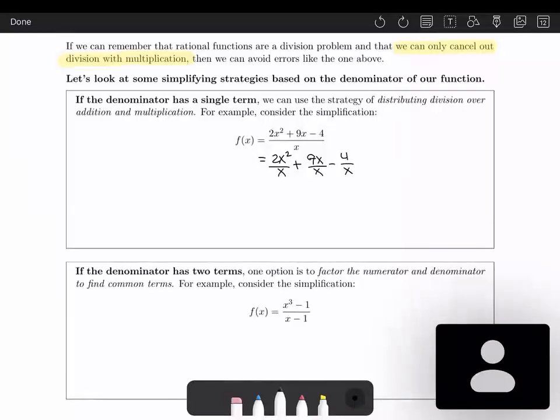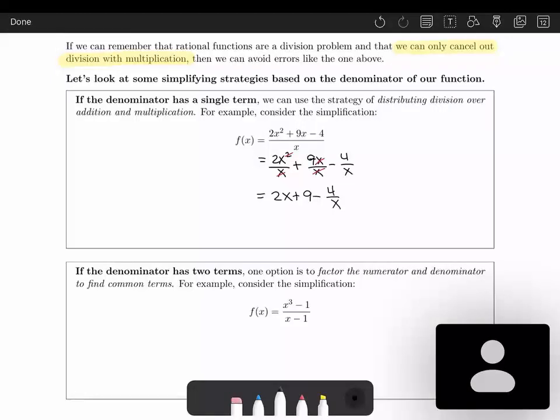Okay, and now that we have this, it lets us basically get rid of the addition and subtraction in our numerator that we're not able to cancel out. Instead, now we have three different fractions where we're only dealing with multiplication and division. So we can cancel out this x here, and we end up getting 2x plus 9 minus 4 over x.